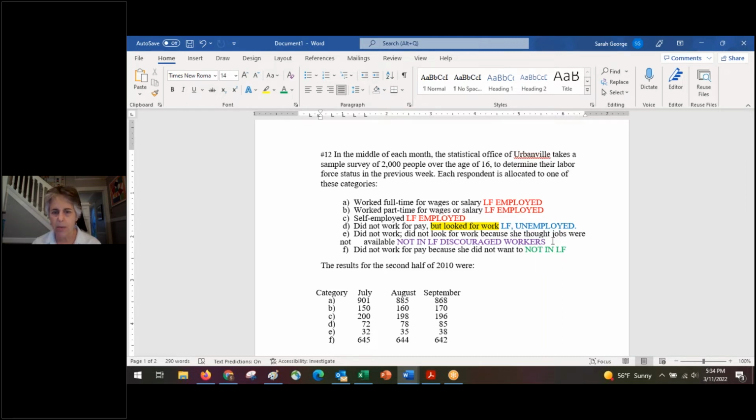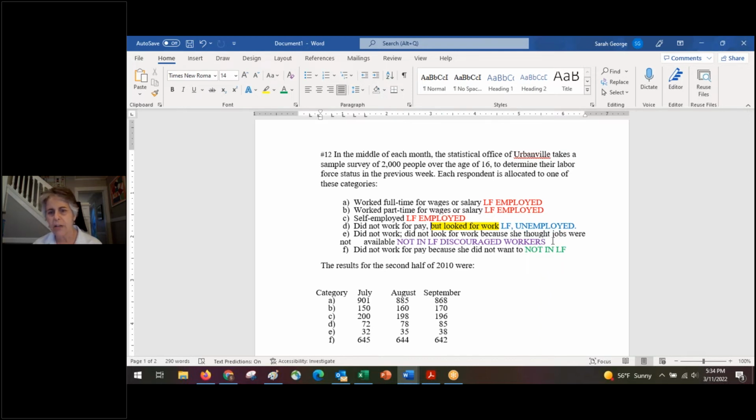This last group of people did not work for pay because she did not want to. They are not in the labor force either, because they don't have a job and they're not looking for a job. I was a stay-home mother for 12 years, never worked so hard in my life, best job I've ever had, but I was not considered in the labor force. I wasn't in an organized workplace.